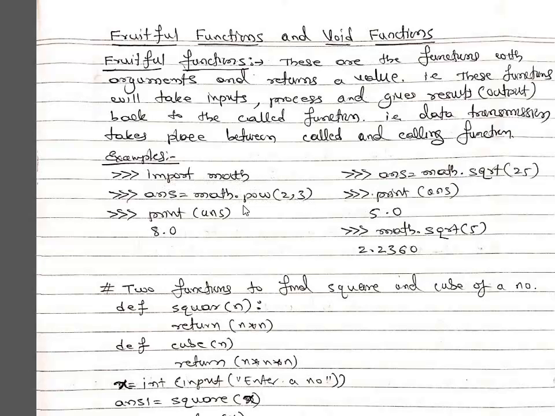This is the example for fruitful function, because it takes the input, it is giving the result back. That's for fruitful. 2 raised to 3, 8 will be stored there. Print it. See another example. Square root. It is taking one input as well as it gives the square root back. That's why this is also a fruitful function.